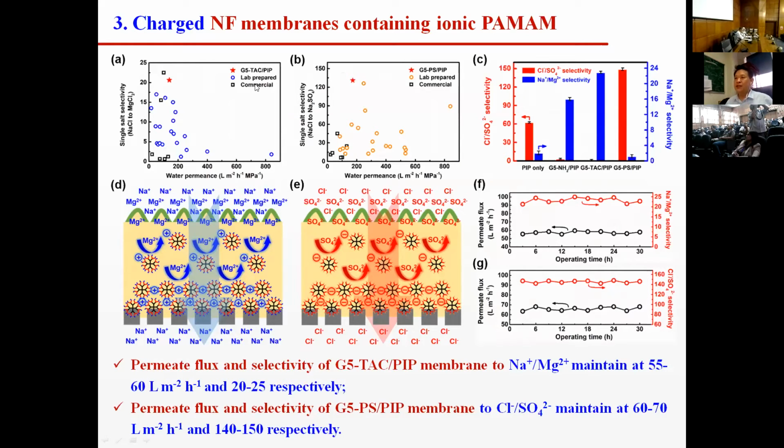So for property comparison with the other reports, we can find the property is very high. This top position means this membrane should have higher selectivity and permeance. Also, this membrane has very good stability. For a longer filtration time, the rejection, selectivity and permeance are very stable. So for the membrane with different charged states, the separation between chloride, sulfate, or sodium and magnesium is very high and stable.